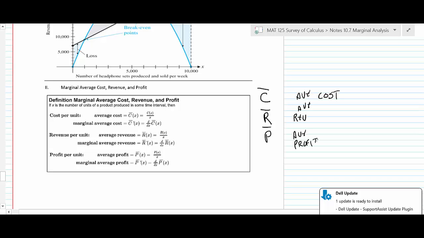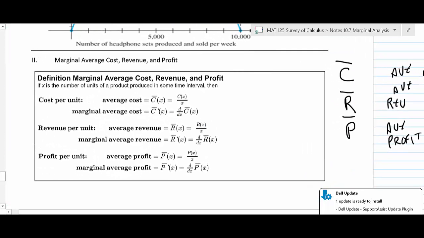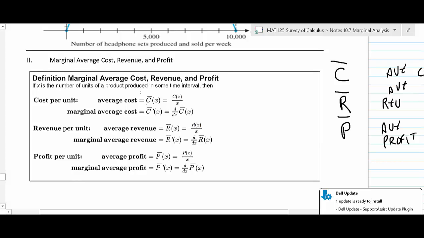Okay, so I've given you the formulas. Really what you're doing on this is you're taking the function and you're dividing it by X. So you're doing an average. So remember, C of X is a total cost. And that's a grand total cost right there. And then X is the number of items that you're producing. So you're averaging this out. Okay, total cost per item.